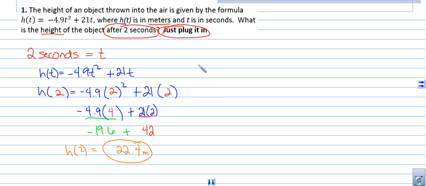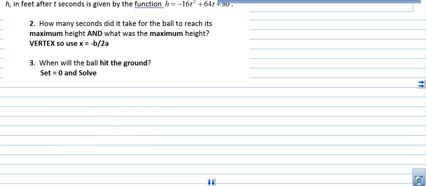Let's look at questions numbers 2 and 3. They are together because they are linked to the same question. So I'm going to blink this out so that we can see. Really, you just need this equation, and we're going to use that for both of these questions. The first thing that we see is it asks for the maximum height.